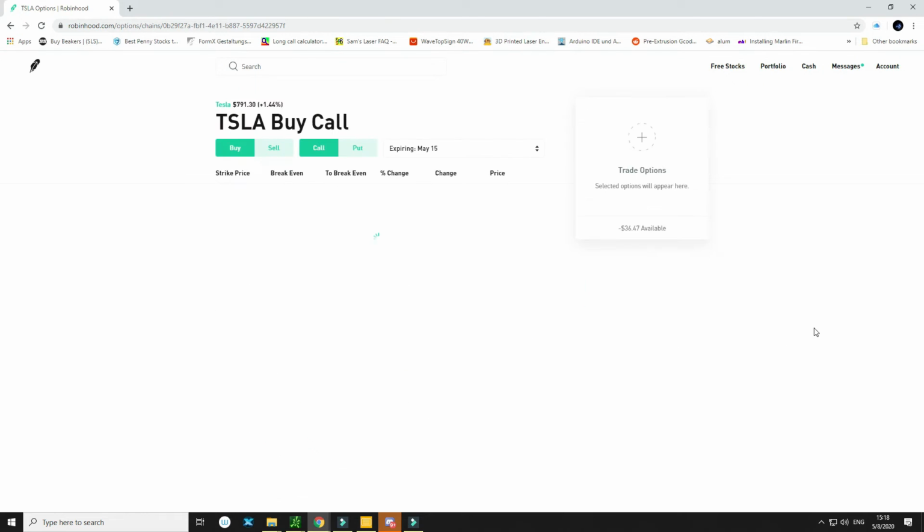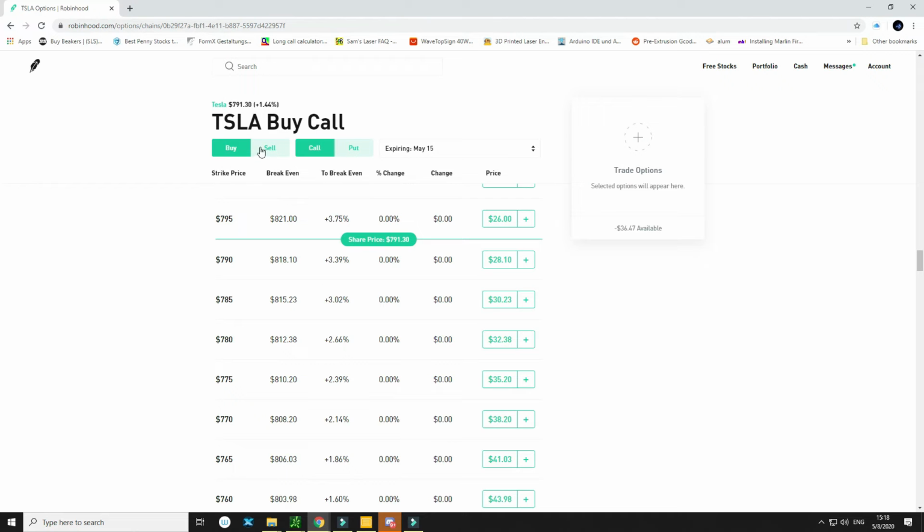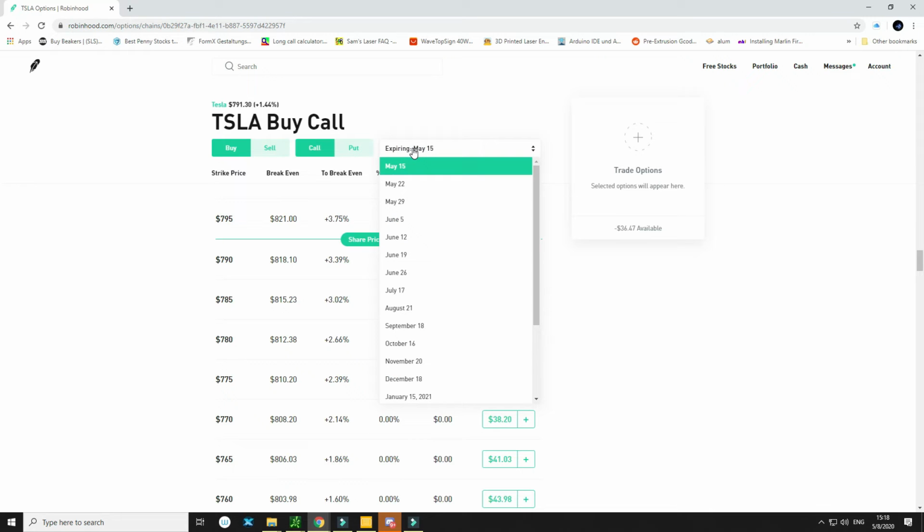So options. This is the options layout. You're going to have a buy call or a buy put. A call means you want the bulls to go up. A buy put means you want the stock to fall, pretty much. And then right here you have your contracts.